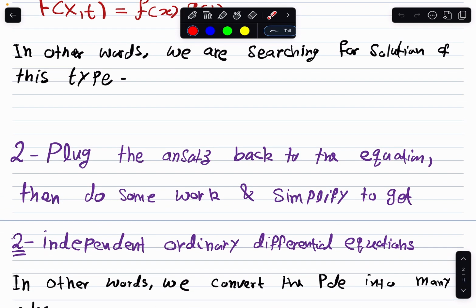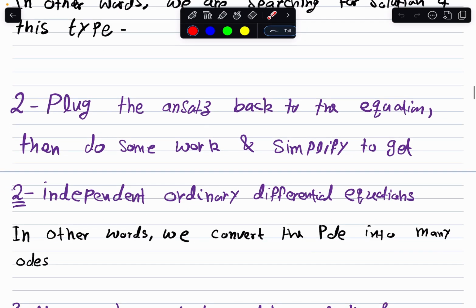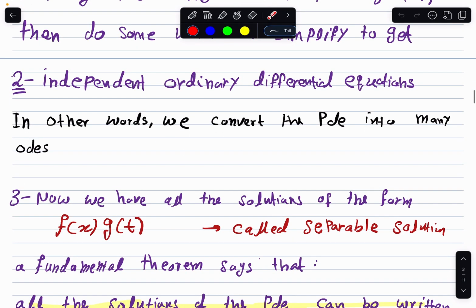Now we plug the answers back into the equation, then do some more work and simplification. Eventually we will get, and I will show you that, two independent ordinary differential equations. So we reduce the one partial differential equation into two ordinary differential equations, ODEs. And in general, solving the ODEs is much easier than PDEs because we have a specific way to solve that. Okay. Now this is the third step.